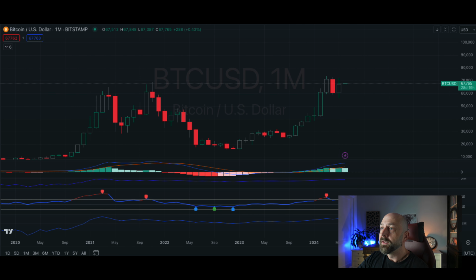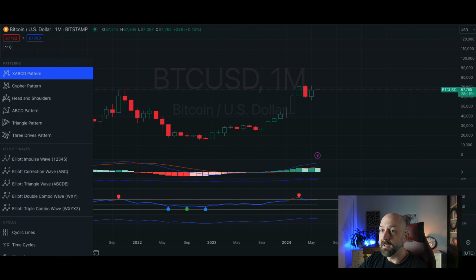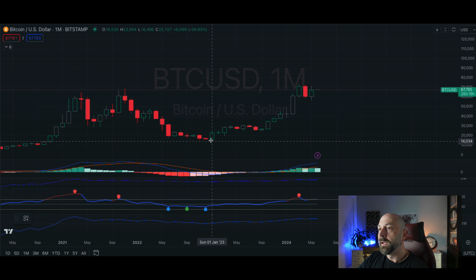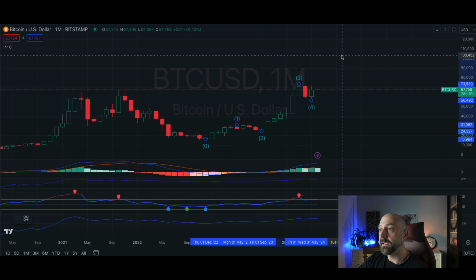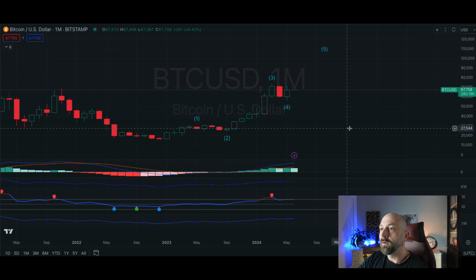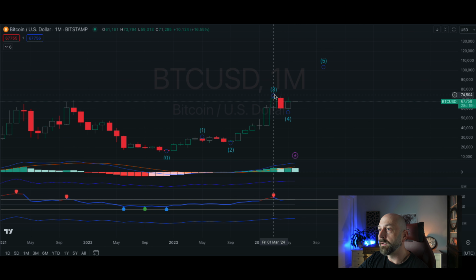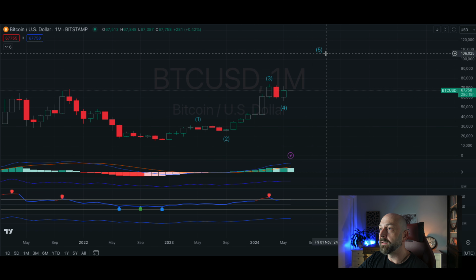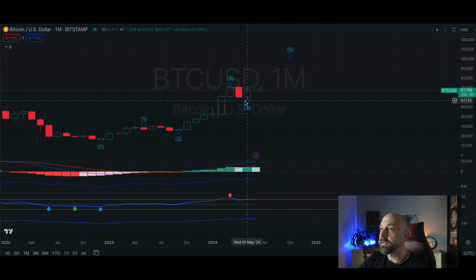So let's take a quick look at some Elliott wave structures before we get into some lower time frames. So what we could be seeing is this sort of 5-wave structure, which could be playing out like this. So we've got our first impulsive wave, second impulsive wave, and then we're in this final impulsive wave here to the high side, which could play out over the rest of this calendar year.